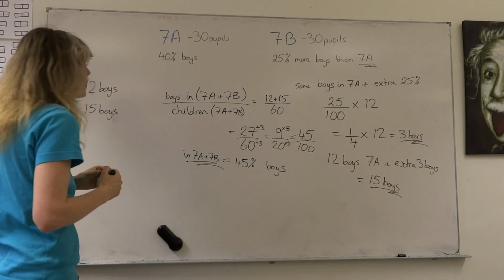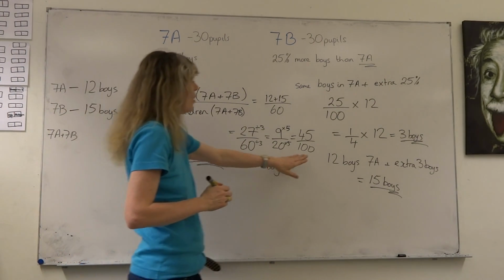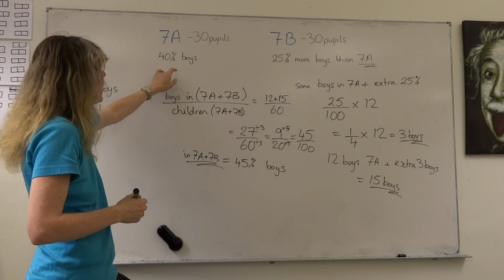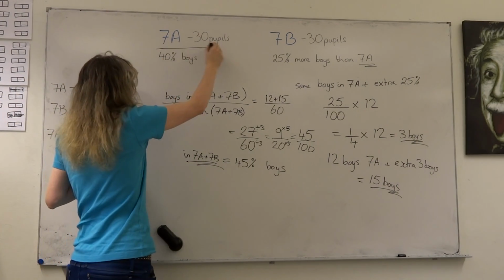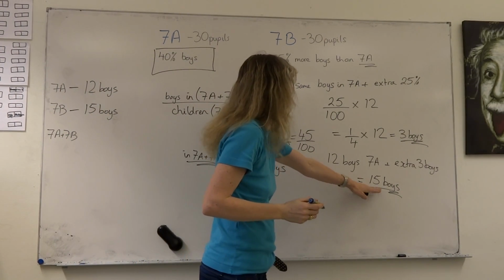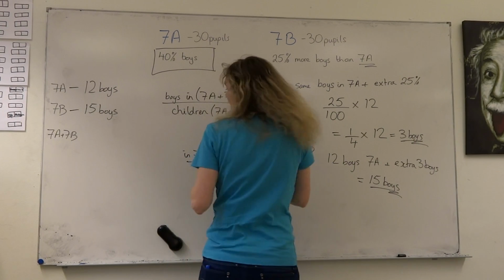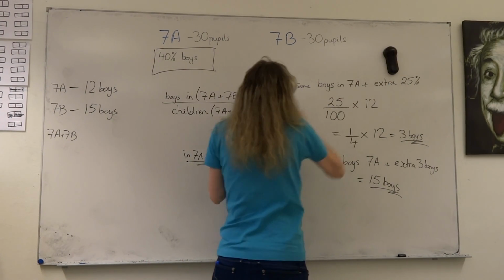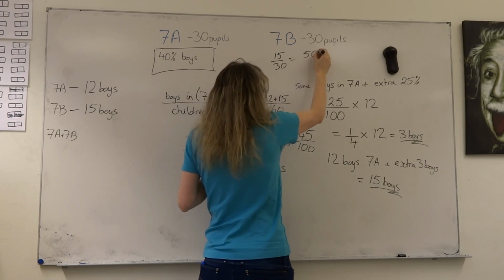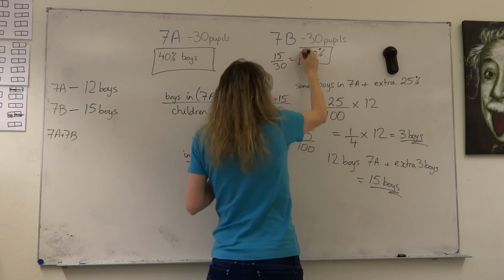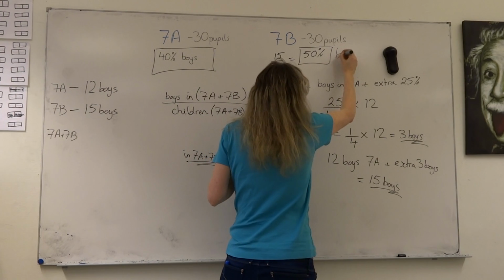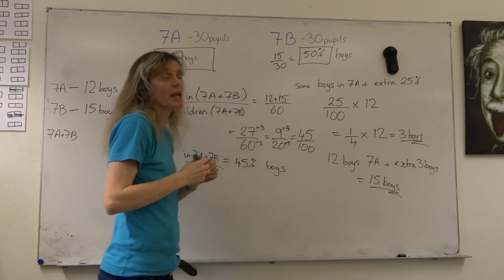Okay? So getting the total percentage of boys is quite easy. Could we have got that a different way? Yes, we could actually. We know here we've got 40% boys. And if we look at the number of boys we've got here, we've got 15. So the percentage of boys that we have in 7B is 15 out of 30, which is the same as 50%. So there are 40% of boys in 7A and there are 50% of boys in 7B.